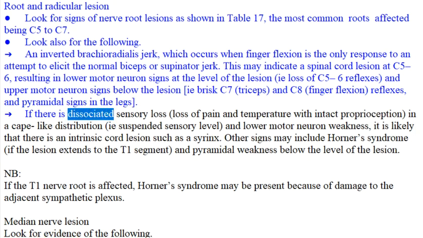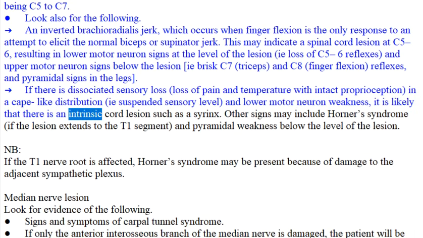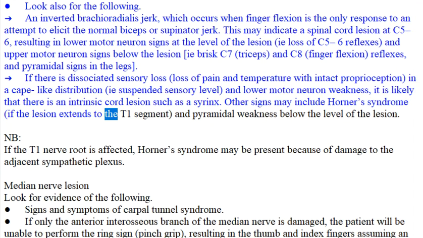If there is dissociated sensory loss, loss of pain and temperature with intact proprioception, in a cape-like distribution, i.e. suspended sensory level, and lower motor neuron weakness, it is likely that there is an intrinsic cord lesion such as a syrinx. Other signs may include Horner's syndrome, if the lesion extends to the T1 segment, and pyramidal weakness below the level of the lesion.